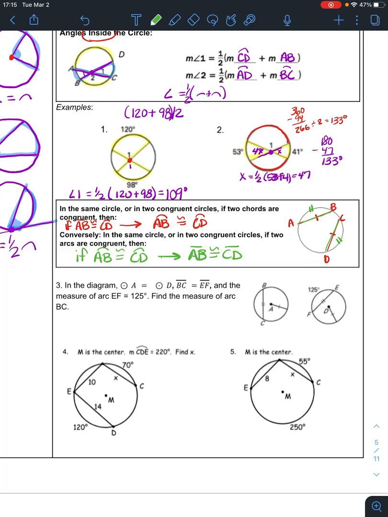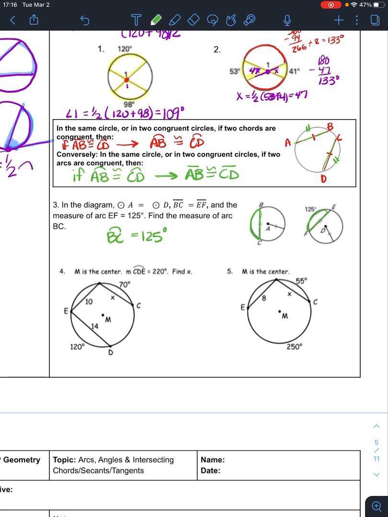So if we look at example 3 about this, we have circle A and circle D, two separate circles. Notice chord BC is congruent to chord EF, and the measure of arc EF is 125. Find the measure of arc BC. Well, since chord EF is equal to chord BC, then that means arc EF is congruent to arc BC, so arc BC would also have to be 125 degrees.